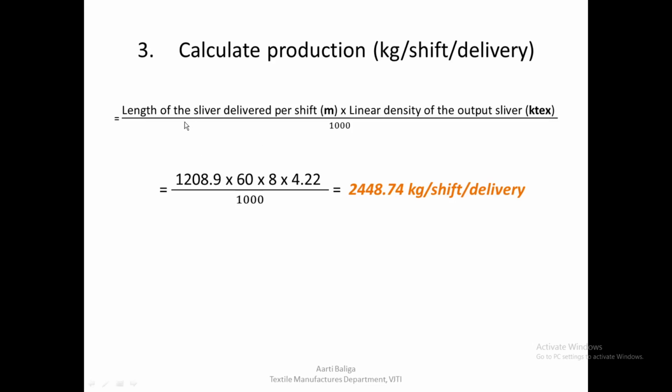slide, the length of the sliver delivered was in meters per minute. So the first step we will do is multiply that by 60 to get meters per hour, multiplied by 8 to get meters per shift, and then we substitute the ktex value, which is 4.22, which we received in the previous slide, divide that by 1000, and we get the answer as 2448.74 kgs per shift per delivery. Since we have considered only one delivery, this is the unit of this particular production value.